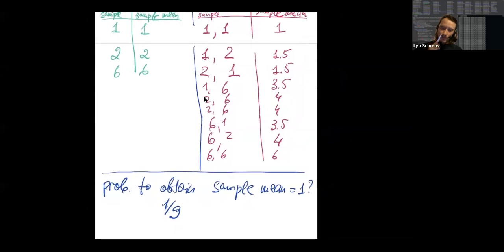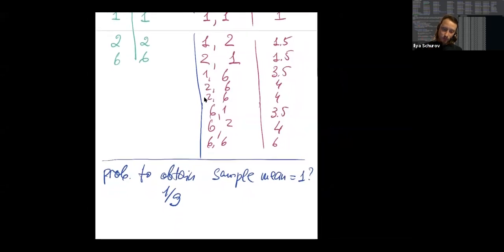Okay, let us pick something different. For example, what is the probability to obtain a sample mean that is equal to 4?